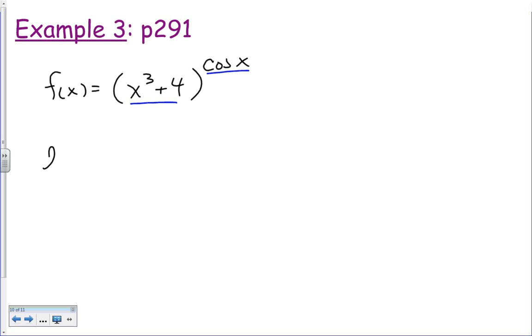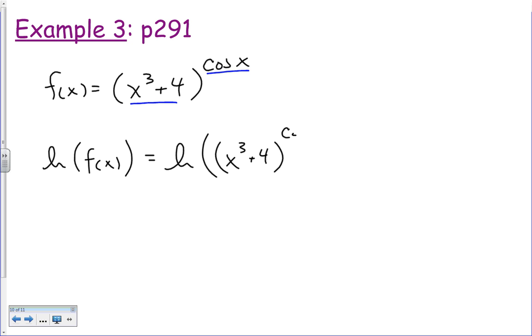So we're going to take the natural log of f of x and set that equal to the natural log of x cubed plus 4 raised to the cosine of x. This is an example, by the way, of a function where the only technique you're going to have in order to find the derivative of this is with logarithmic differentiation. And the whole reason is because you've got an x in the base and an x in the exponent.